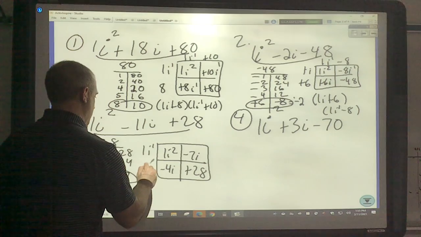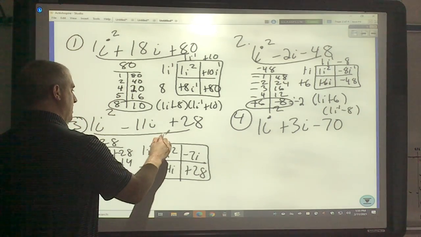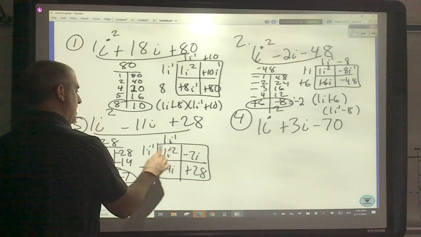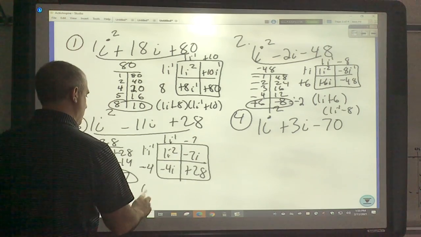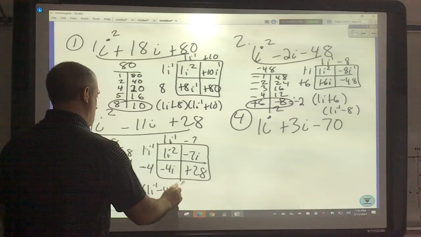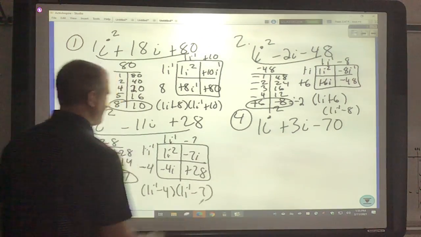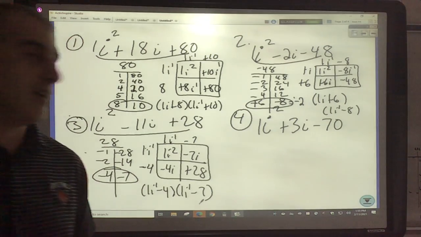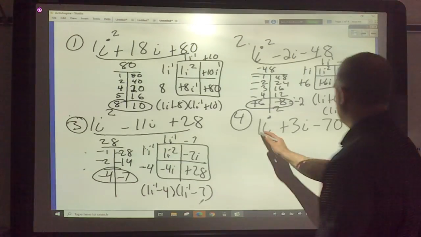4. Since there's a negative here, that's here. 1 times 1 I to the first would give me that. 1 times negative 7. So 1 I to the first minus 4. 1 I to the first minus 7. Okay? All right, let's go to this one.